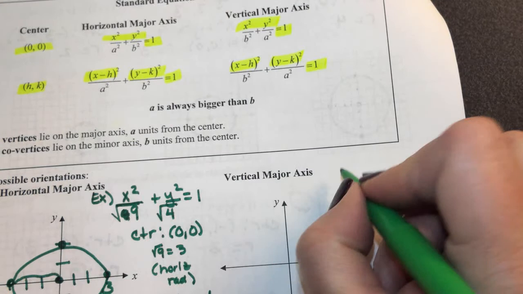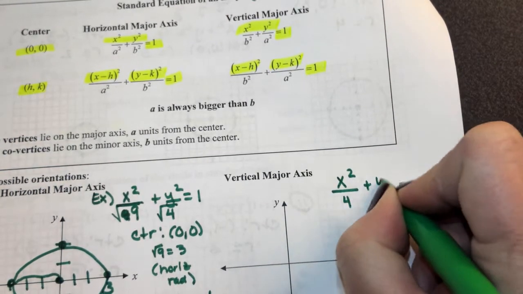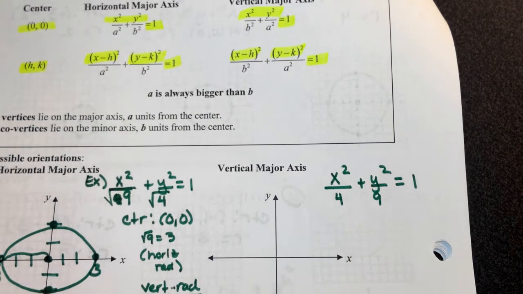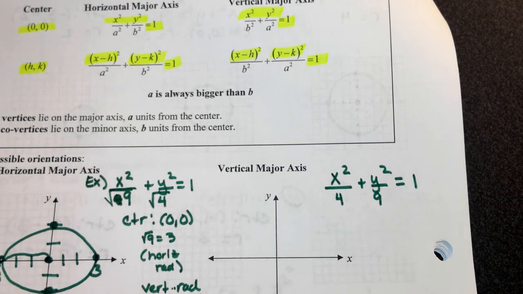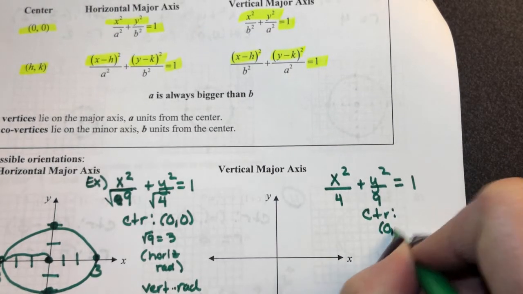Let's suppose you have an equation that looks like this. x squared over 4 plus y squared over 9 equals 1. Looks very similar to the equation that I just graphed, except I switched the 9 and the 4. Where's the center of this ellipse? The center of this ellipse is what? 0, 0.